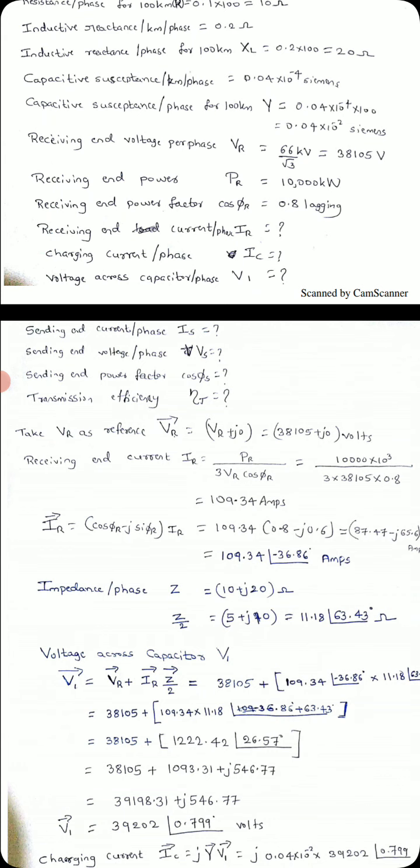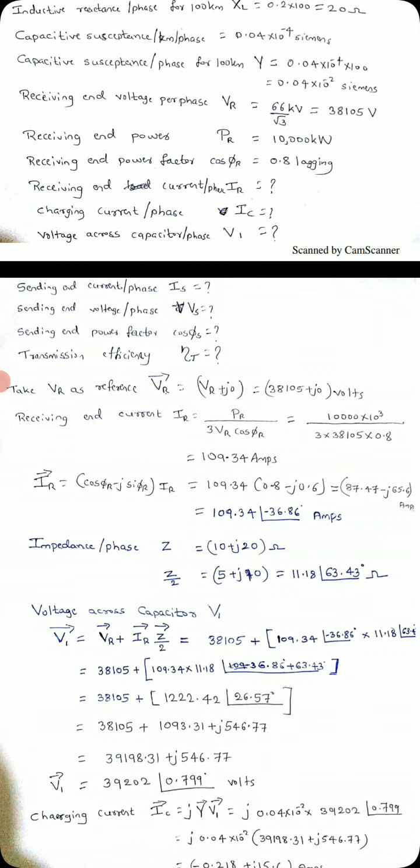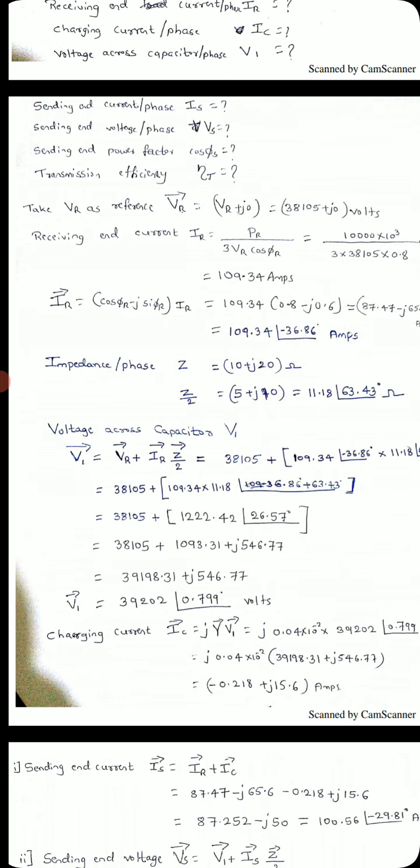So the IR value you got as 109.34 amps. Since cos phi R is known, we can get the value of the current in phasor, that is 109.34 angle minus 36.86, because cos phi R is 0.8, that is angle phi R is 36.86. Obviously the current is lagging, so you take the angle as minus 36.86. The impedance is already calculated, 10 plus j20, because 10 is resistance and 20 is inductive reactance, and Z by 2 is divided by 2, we will get 5 plus j10. Or if you want, you can convert it into polar form. So we are going to get 11.18 at angle 63.43 ohms.